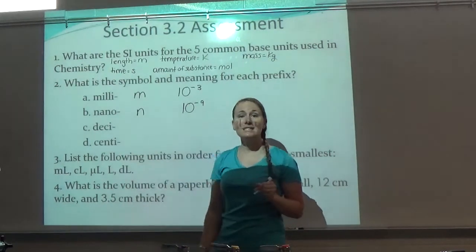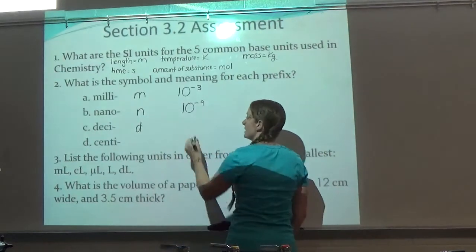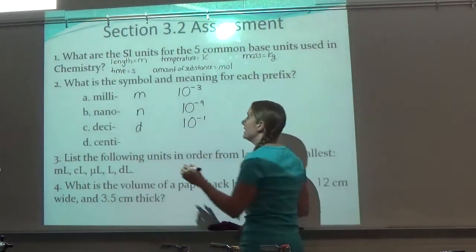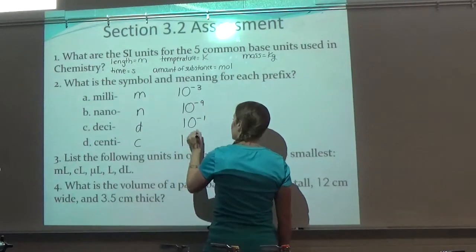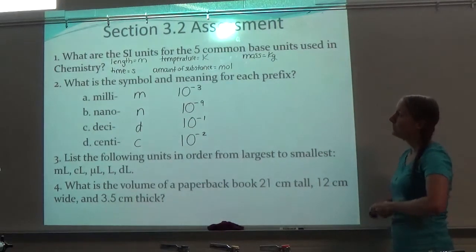What's the symbol for deci? Be careful for deci and deca. Deci is D. And so what's the meaning? It's 10 to the negative 1. And then centi is C, and the meaning is 10 to the negative 2. All right, so hopefully you got those.